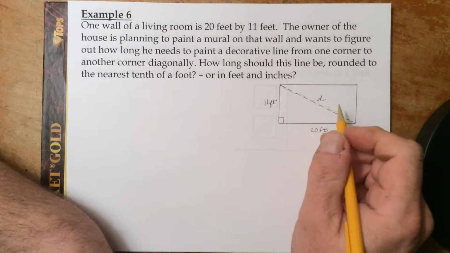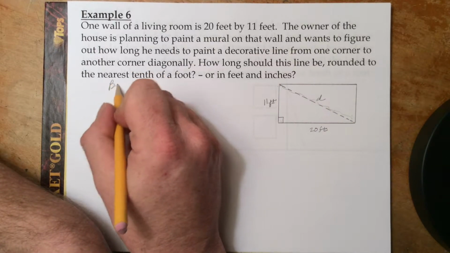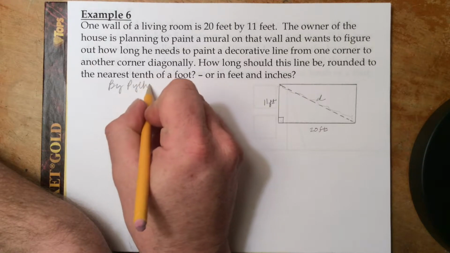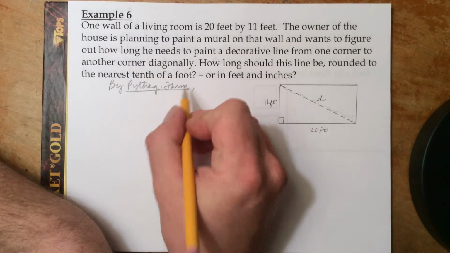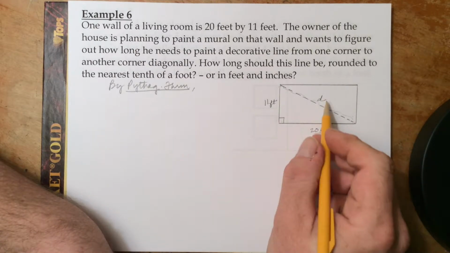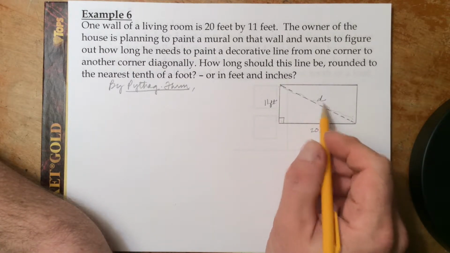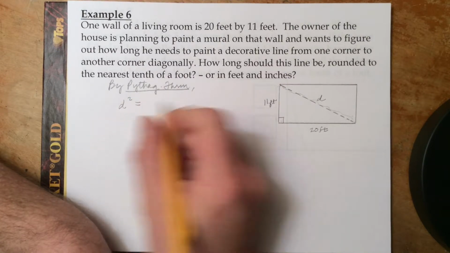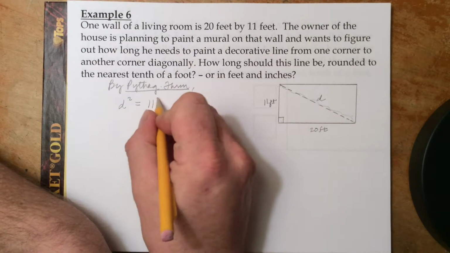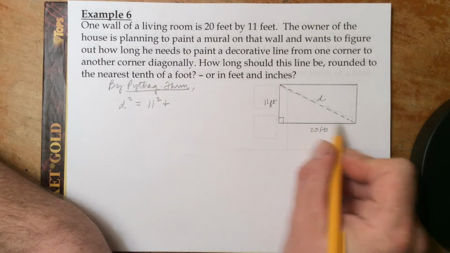Well, we assume, again, the living room is a rectangle, so this is a right angle. So therefore, this is a right triangle, and so again, by Pythagorean Theorem, we can use that theorem to set up an equation to solve for D. So we have the hypotenuse squared, or D squared, equals one of the legs, 11 squared, plus the other leg, 20 squared.